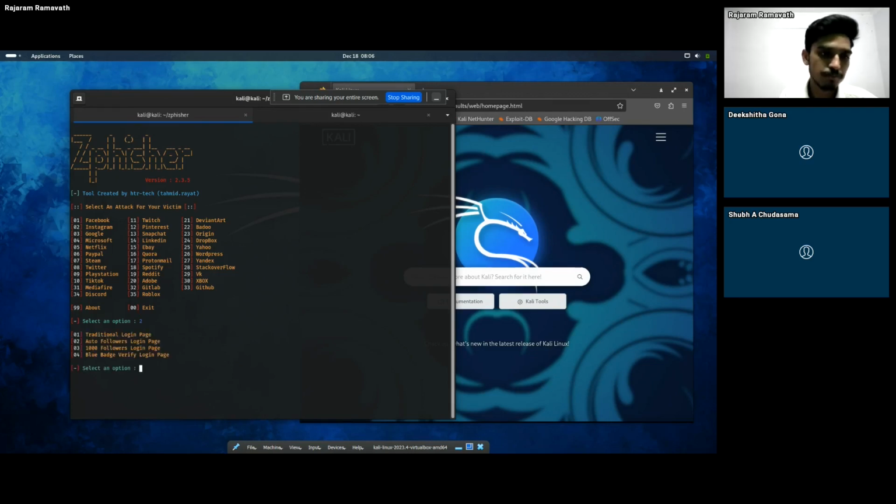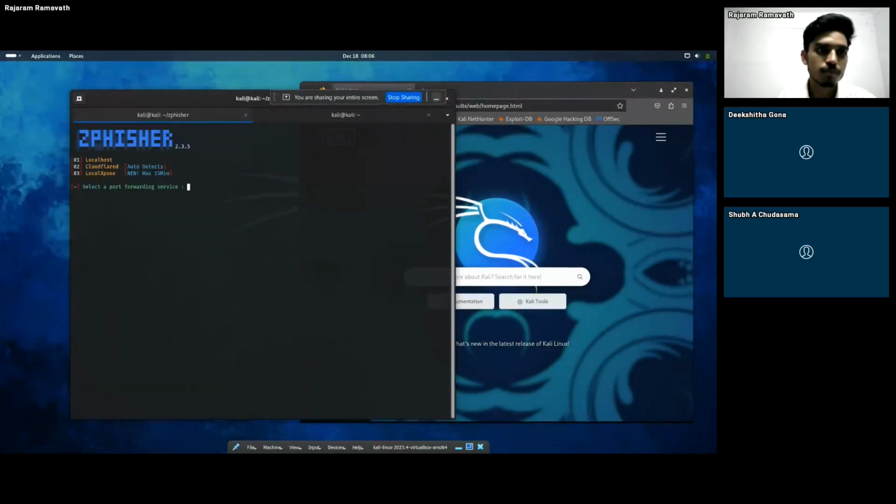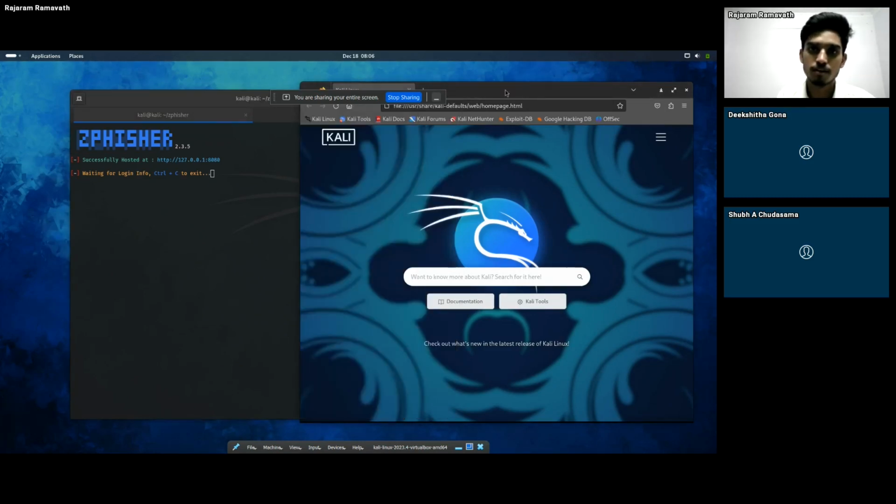I'm giving option 2. I want it as a traditional login page, so I'm giving 1. For now, I'm hosting it on my localhost. Yeah, successfully hosted. Let's check it on my localhost first.